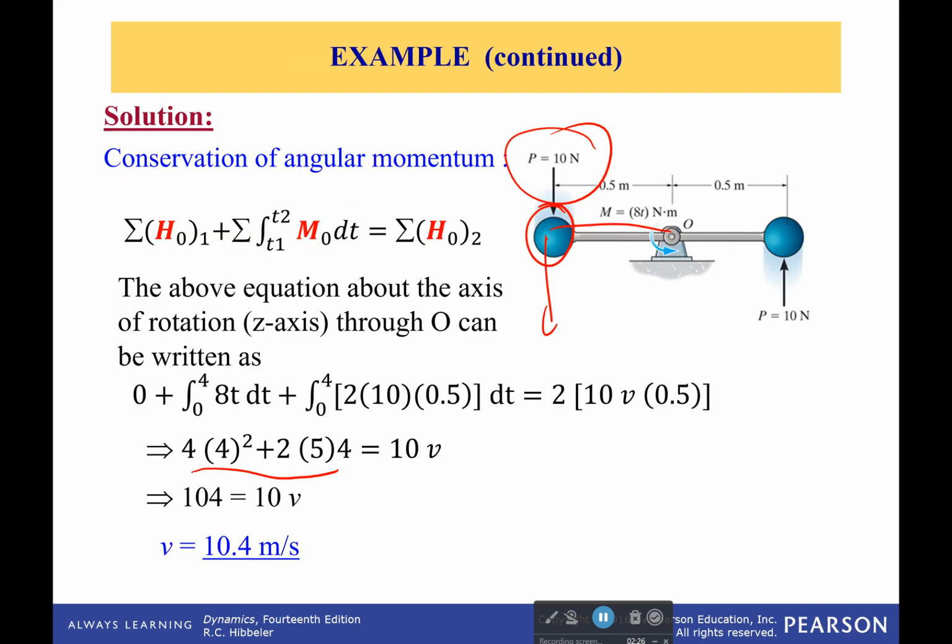So that is it for this time. It's a very simple problem, but you just have to see how you do this. We add all of our different moments together, and then we integrate them, and that will be equal to how much our angular momentum has changed.